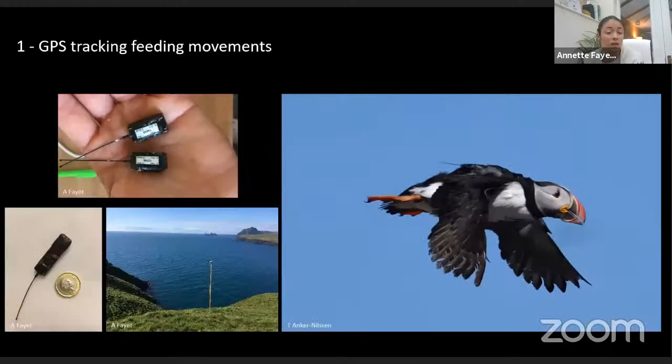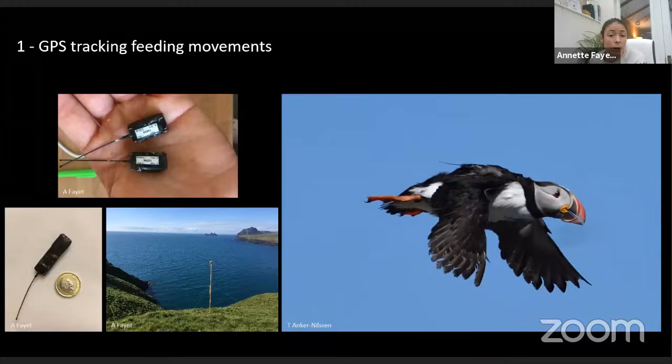Now for this, we had to use GPS tracking technology to have the precision for this short distance movement. And I used these really tiny tags because puffins are known to be quite sensitive to tracking. So these tags were only 2 or 3 grams. And we used them to track the movements of birds when they were going out at sea to catch fish for themselves and for their chicks. And a bit like the technology that Sarah Harris presented earlier, we also used some tags that could be downloaded into a base station, so we didn't need to catch the birds again.